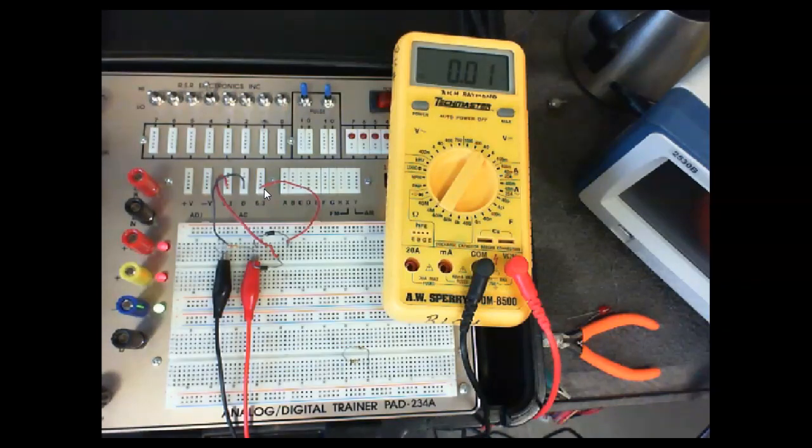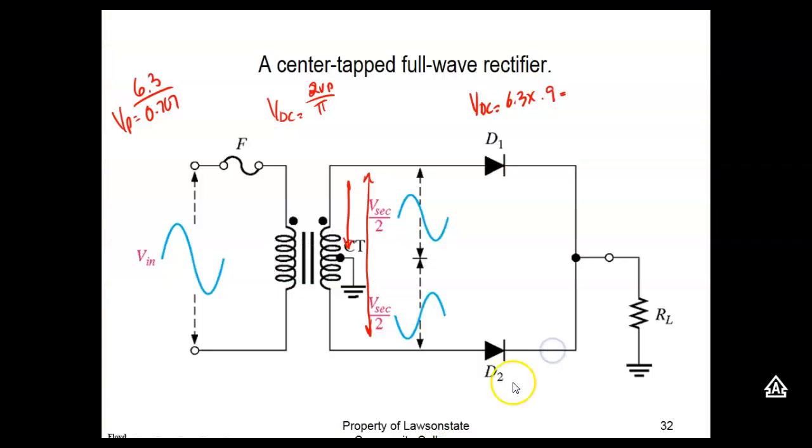So the 0.9 worked out really well. It's just that you're going to have to remember what you measure could be maybe a volt different, but it's close enough to determine if it's working or not working.